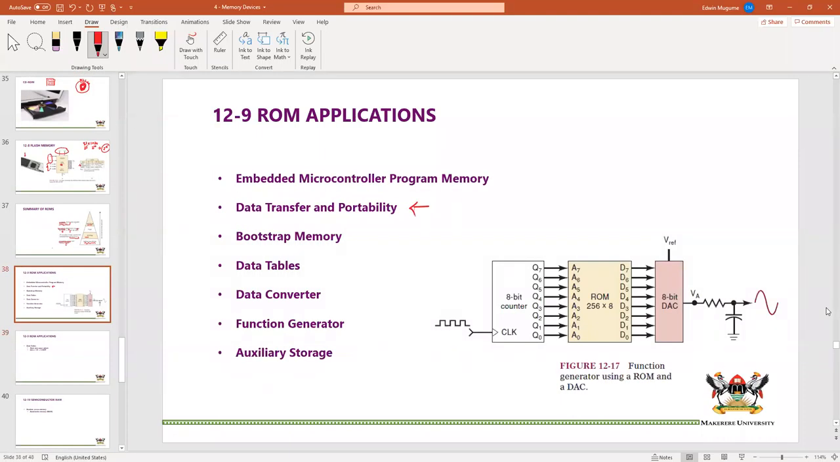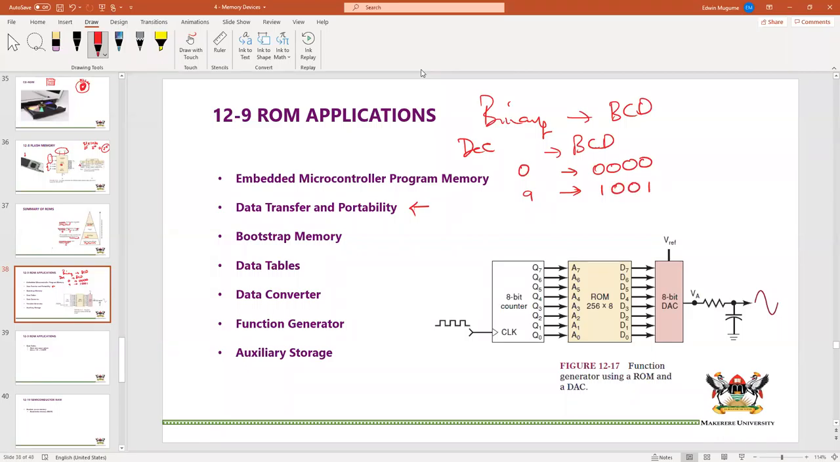Then you have data converters. If I'm converting binary to BCD, or decimal to BCD, it never changes. If my decimal is 0, I know my BCD is 0000. If my decimal is 9, my BCD will be 1001. If my decimal number is 27, I know that my BCD will be 0010 0111. It is always that. So they create a table, and you can create your data converter to give you what you're looking for every time you press a certain decimal number.